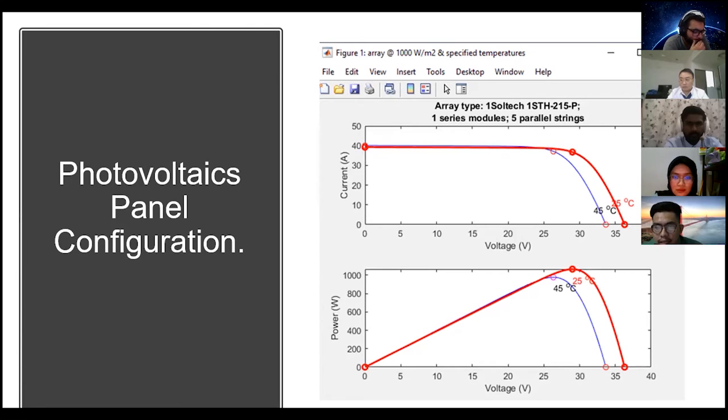In this simulation, we have used one series of modules times 5 parallel strings, which is suitable for the power range that needs to be generated. Here is the graph of current with respect to voltage, which peaks around 30 volt. For the power with respect to voltage, the power also peaks at 30 volt, and the max power at the maximum configuration is 1000 watt. That is the important parameter of the photovoltaic panel that we use. For the next slide.